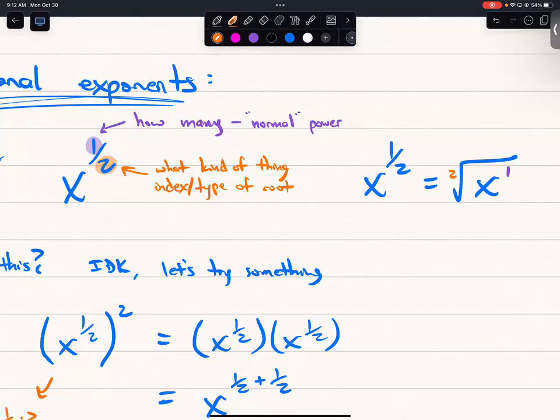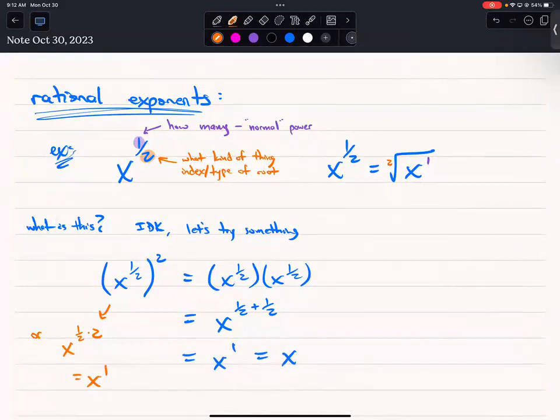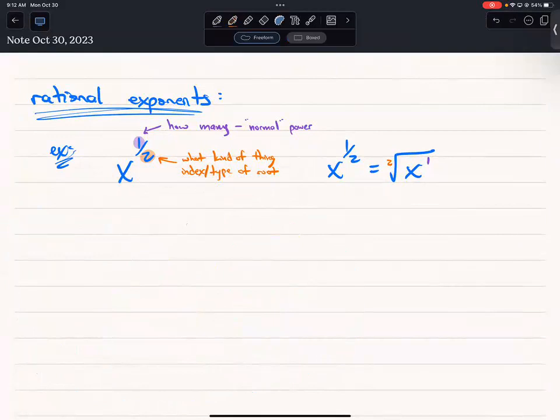Now the square root symbol already means the square root, so we don't normally write the index 2, just like we don't normally write the exponent of 1, but that's what that 1/2 power means. So how would I make sense of x to the 3/5?